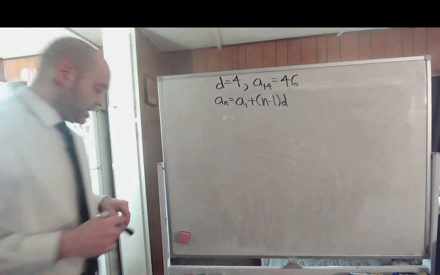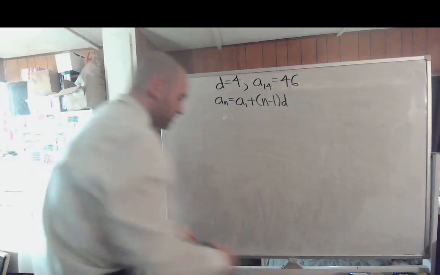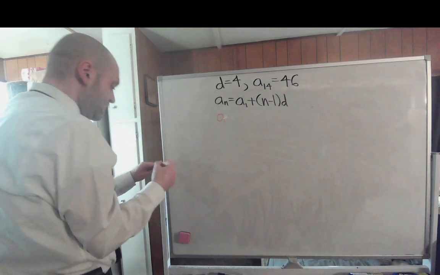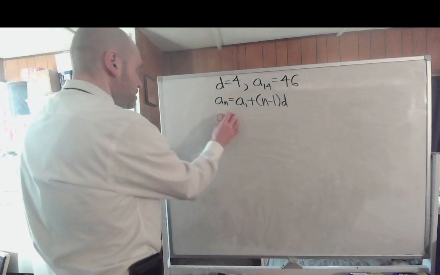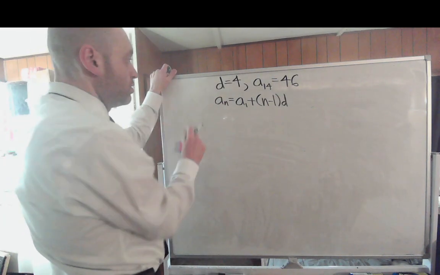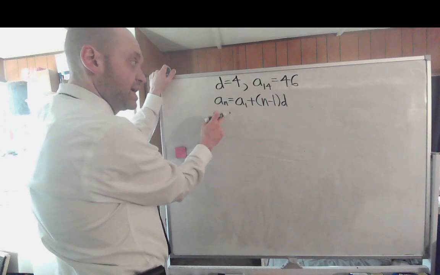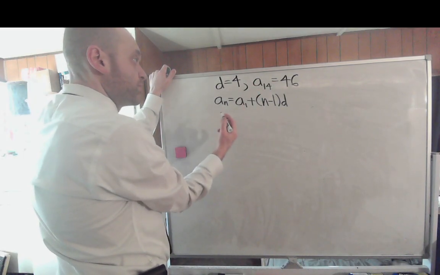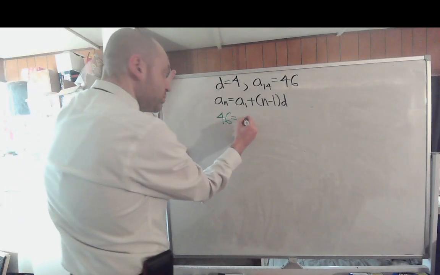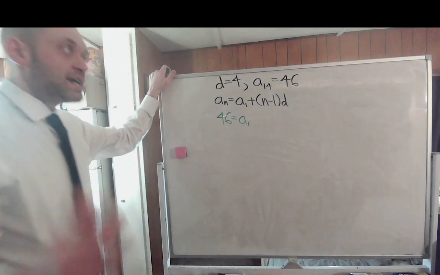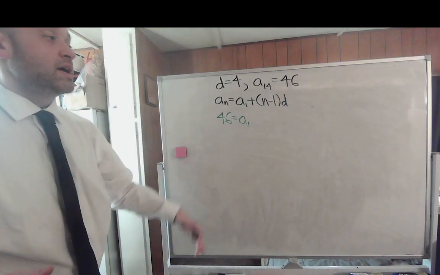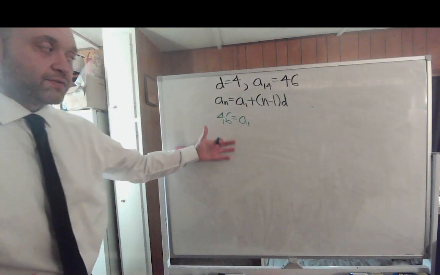Well, let's go ahead here and... Will orange show up well? Oh, yeah, well, not the best. Let's try to use this marker here. Let's use green. So we know the 14th term, so put that in for a sub n. We'll set 46 equal to a sub 1. We don't know what that is yet. So really the idea is first, let's solve for a sub 1. Then we have hopes of getting an equation or a formula for the sequence.